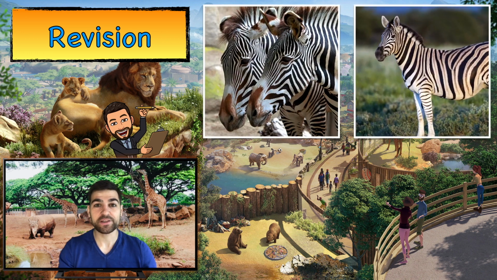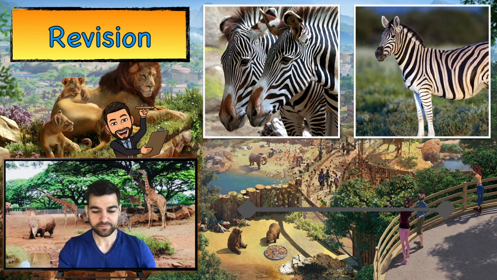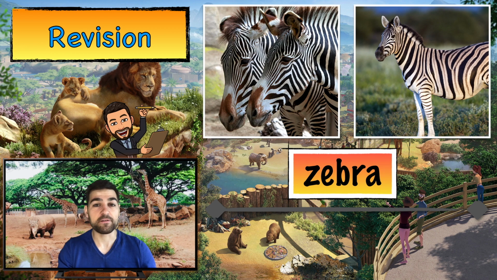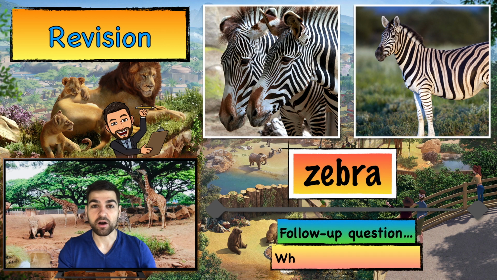And now let's look at the next 2 pictures. So what is this animal? This is a zebra. And now a very easy question. What colors are zebras? So zebras are black and white. Simple. They are always black and white.